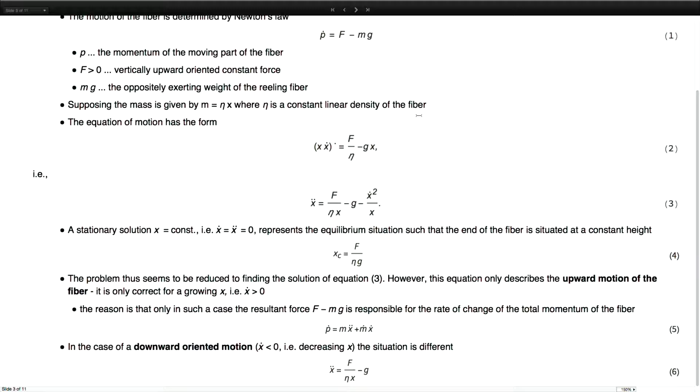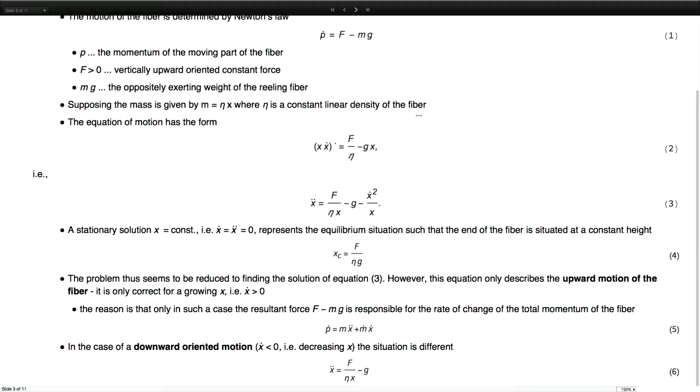In the case of downward-oriented motion, the situation is different. The appropriate rate of change of the momentum only corresponds to the velocity change of the already reeled off fiber. The second term in equation 5 represents the rate of change of the momentum of a piece of fiber with mass, which in time lands on the plane. Its velocity has to suddenly decrease from ẋ to 0.